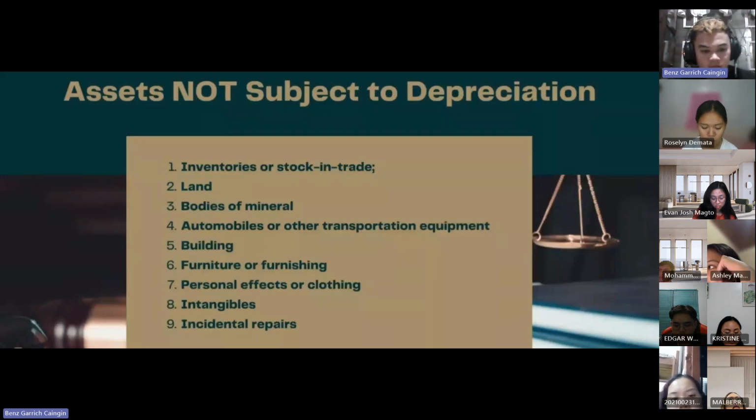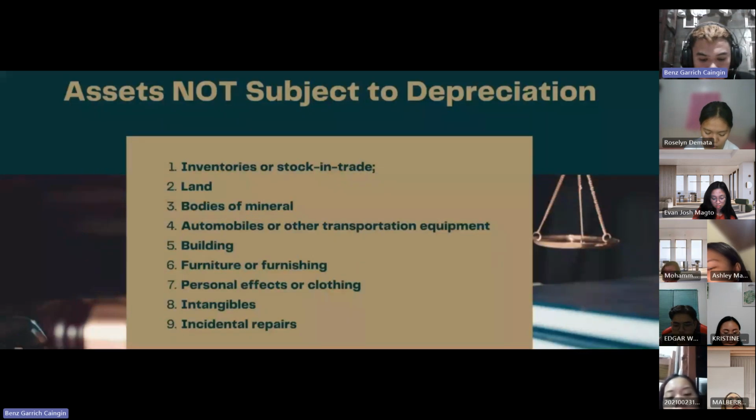For number four, we have automobiles or other transportation equipment, which are used solely for the taxpayer's pleasure. If it's not used for the business, it is not added to the depreciation. For number five, we have a building, specifically a building that is used by the taxpayer as his or her residence. So again, for personal use. And for number six, we have the furniture or furnishing, again, which is used in the taxpayer's residence. Number seven, we have personal effects or clothing that are not used for a business.